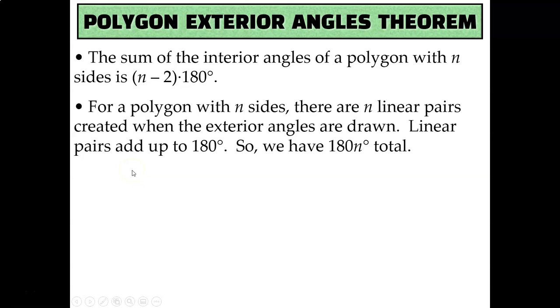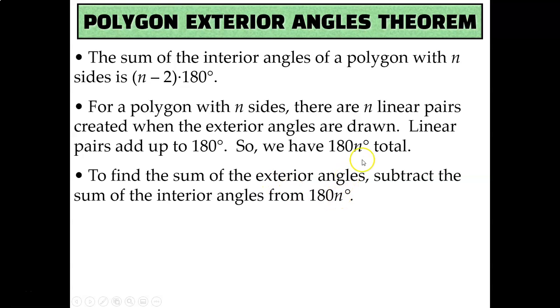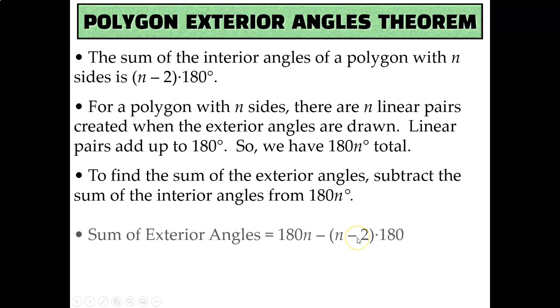But I don't want the entire linear pair, I just want the exterior angle part of that linear pair. Well, the interior angle part is given by this formula right here. That's the sum of the interior angles, and I don't want the interior angles, so I'm going to subtract n minus 2 times 180 from the 180n, which is the total of all of our linear pairs. So the sum of the exterior angles would have to be all of the linear pairs minus their interior angles, and that would leave us with just the exterior angles. So if I distribute that 180, these 180n's end up canceling, so I get 360 degrees every time, regardless of how many sides there are.